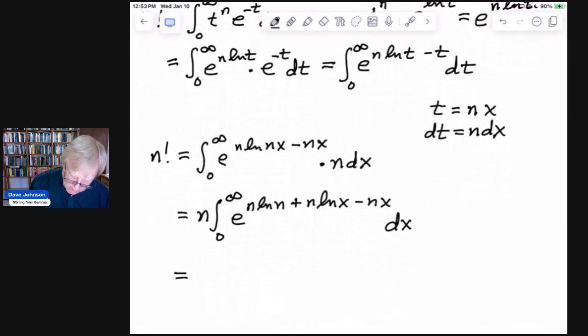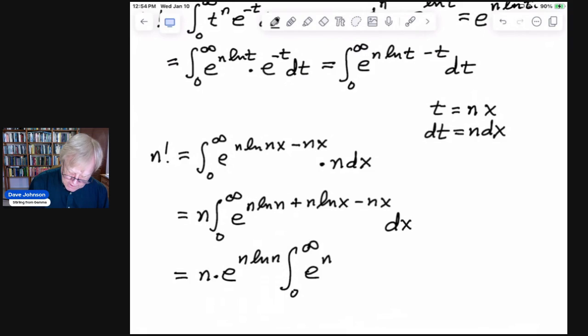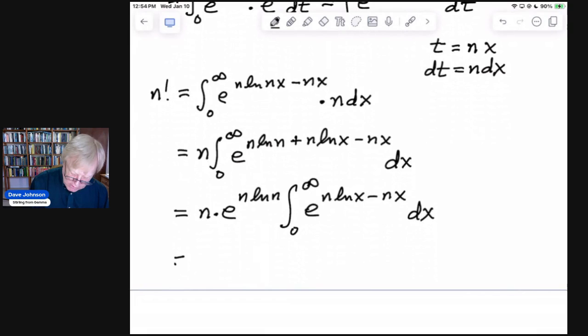Now this part here, the n ln n, I'm going to write that as e to the n ln n as a separate factor and bring it out of the integral, because that's all constant. So we get n times e to the n ln n times the integral from 0 to infinity e to the n ln x minus nx dx. And we're almost there.